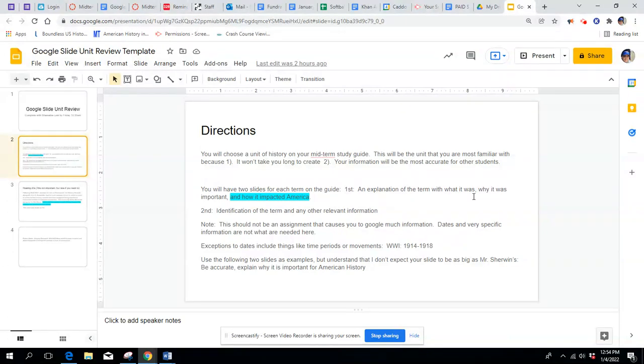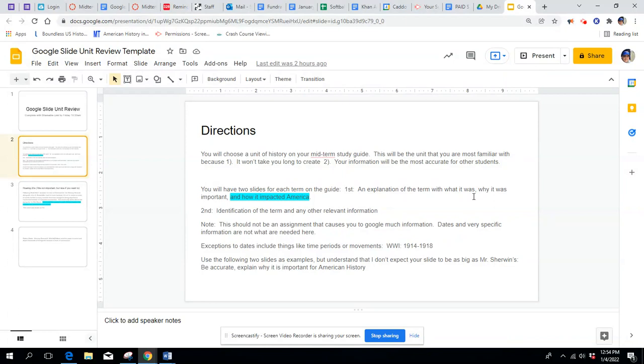So if you're looking for something like the Bessemer converter or process, I don't care when it was created. Okay, all I care about is what was it, what did it do to change America? Why was it important? How does it impact America? Okay. So some exceptions, if you have like the Great War, maybe Black Tuesday, or when Archduke Franz Ferdinand was killed, that might be important. Okay. So those dates are important.